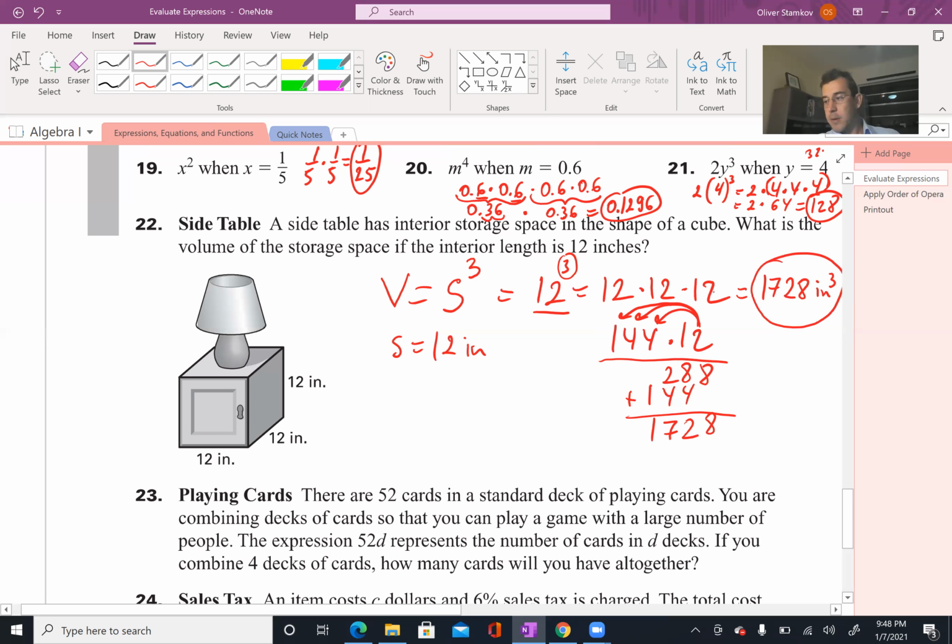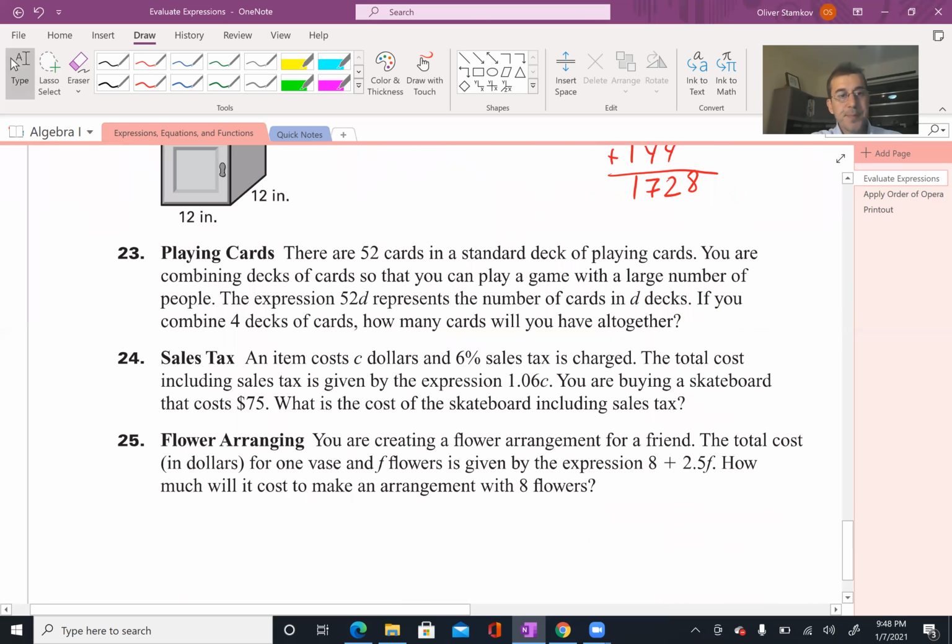Okay. So that is number 22. And next one is 23. Playing cards. There are 52 cards in a standard deck of playing cards. You're combining decks of cards so that you can play a game with a large number of people. The expression 52D represents the number of cards in D decks. If you combine 4 decks of cards, how many cards will you have altogether?